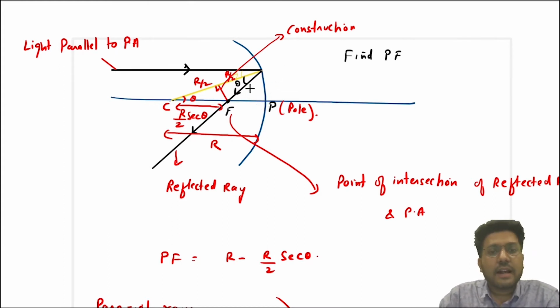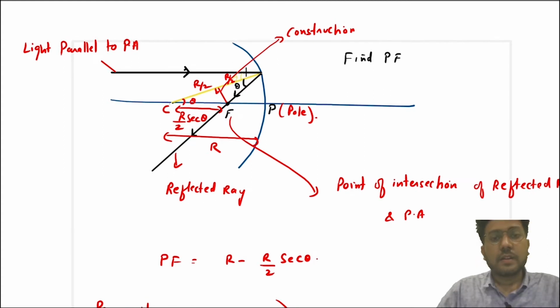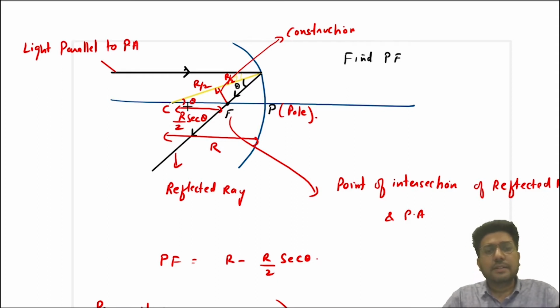Again, this angle is theta, then this angle is also theta. This is the normal from the center of curvature, right? So if this angle is theta, this angle is also theta. Now again, if this angle is theta, this is also theta, because these two lines are parallel and this is a transversal. So now this angle is theta, this angle is theta. That means this is an isosceles triangle here, right?